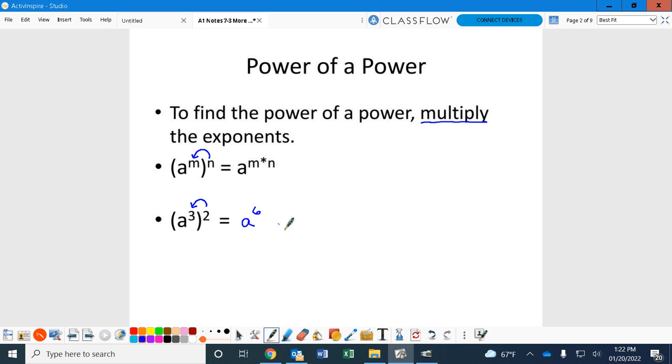6. Perfect. Guys, do you see that this is different than a to the third times a to the second? What would that answer be? A to the what? To the fifth. Good. A to the 5. Perfect. You have to know the difference between these two. When you have power on power, you multiply. When you have multiplying like bases, then you add their exponents. Power on power, you're going to multiply. When you multiply like bases, you add their exponents. Everybody see the difference? Anybody have a question?